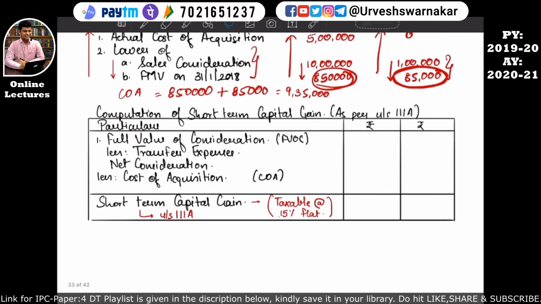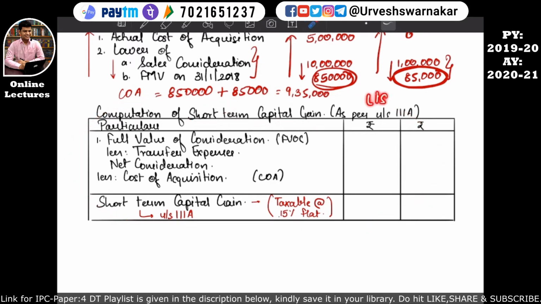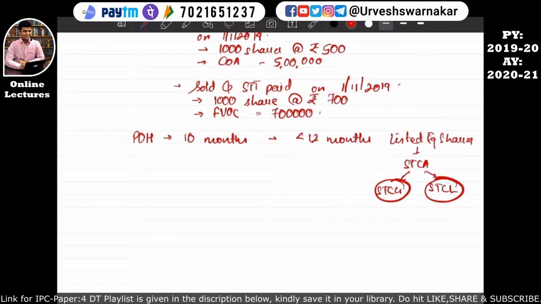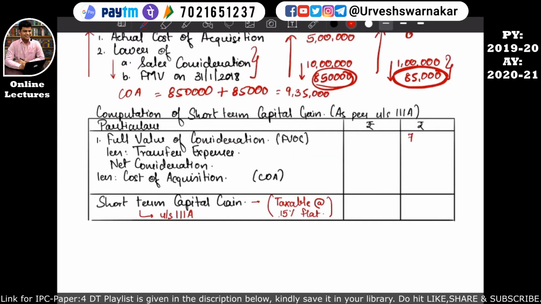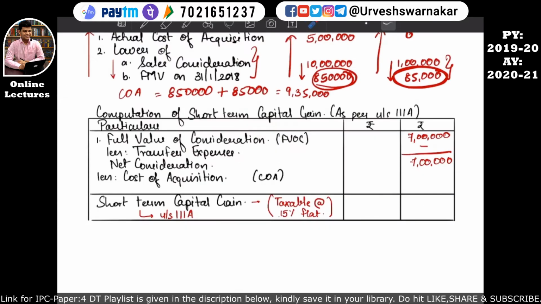Over here the format is given in case there is a short-term capital gain when there are listed equity shares. I hope this is quite clear to you all. So we will write over here full value of consideration. Full value of consideration will be equal to 7 lakhs. So let's come back to the format book and we will mention over here 7 lakhs. There are no transfer expenses given, so the net consideration is equal to 7 lakhs only, and the cost of acquisition will be equal to 5 lakhs only. I hope this is quite clear, so we will mention over here 5 lakhs. So our short-term capital gain will be equal to 2 lakhs. I hope this is quite clear to you all.